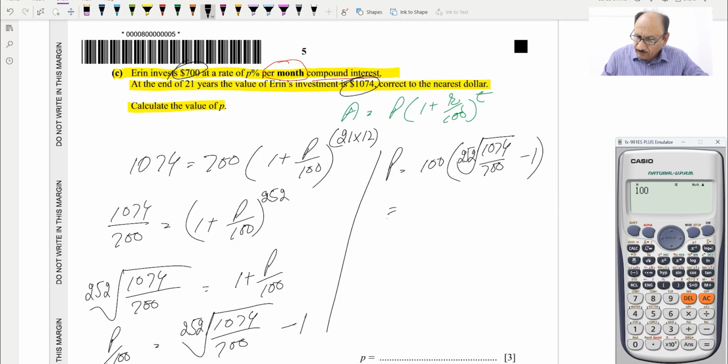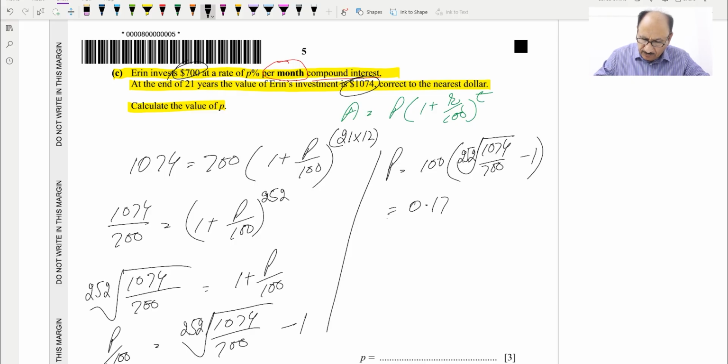So 100 into the 252nd root of the fraction 1074 over 700, minus 1, bracket closed, and this will be equal to 0.17.